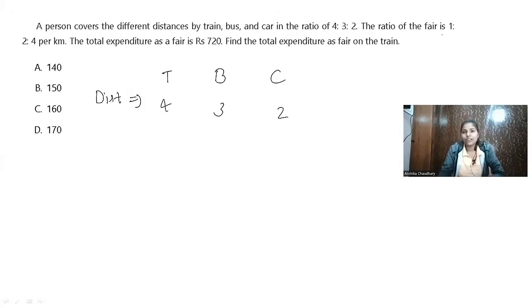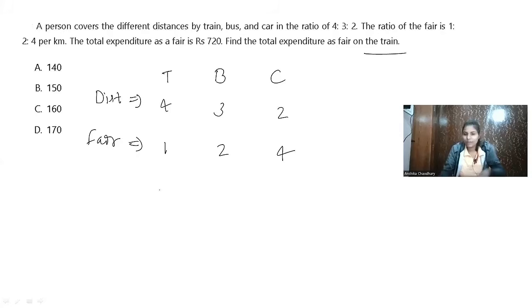Now the ratio of the fare is 1 ratio 2 ratio 4 per kilometer. So what is the ratio of fare? It is 1 ratio 2 ratio 4. Now the total expenditure is the fare of 720 rupees. Find out the total expenditure as fare on the train.